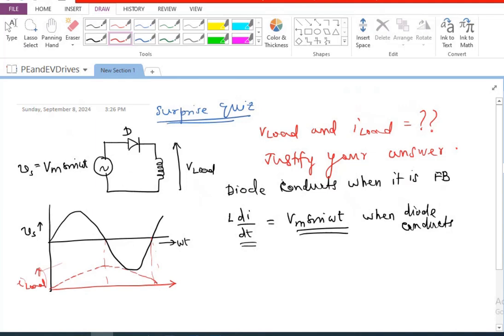And if the inductor current is continuous, it is not really becoming discontinuous at all. Whatever is the voltage here, that will come up across the inductance. Because when we look at it, load voltage is L di by dt. And L di by dt actually will be exactly the same as this when we are talking about the diode conducting during the positive half cycle.